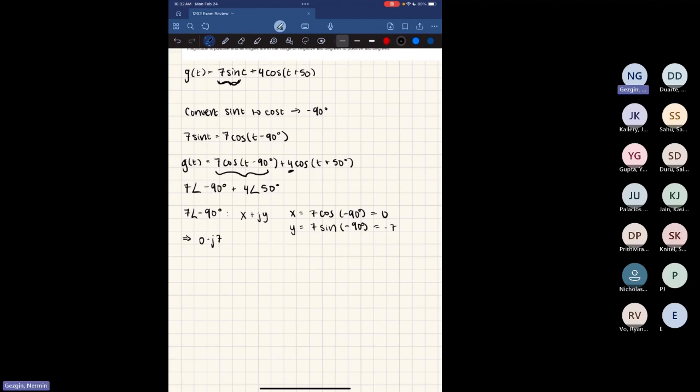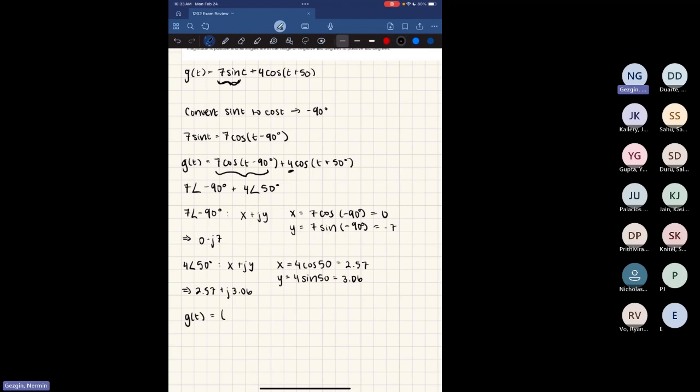Okay, so moving on. Now let's convert the 4 with the 50 degrees. Again, we want this in x plus jy form. So x is equal to 4 cosine 50, and y is equal to 4 sine 50. Simplifying these two, we get 2.57 for x and 3.06 for y. So this function here becomes 2.57 plus j3.06. Okay, so now we can add these together.